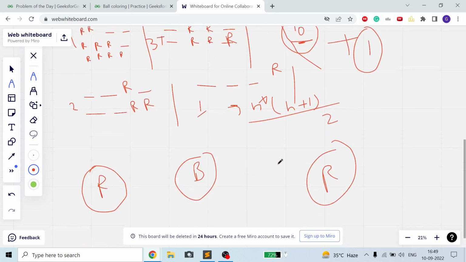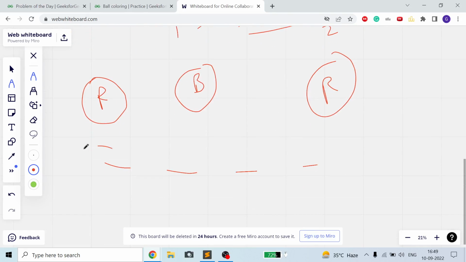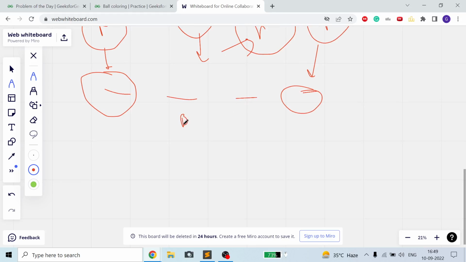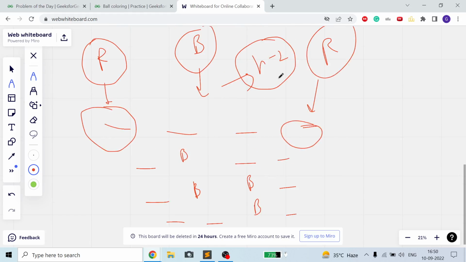Okay, so now I can say the first place is booked by R and the last place is booked by R, so the left places should be booked by B. So the number of places I have for my B segment is n minus 2. Okay, now I am telling you why. This is B, this is empty, empty, empty, empty spaces here means R, empty, B, B, empty. Now empty, empty, B, empty. So n minus 2.